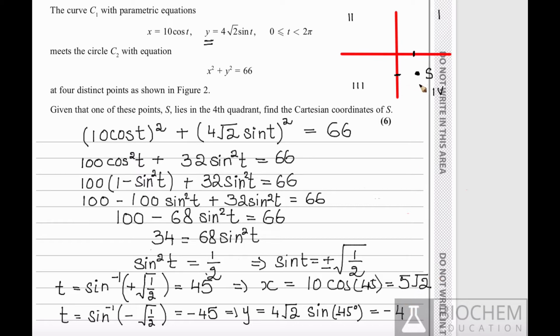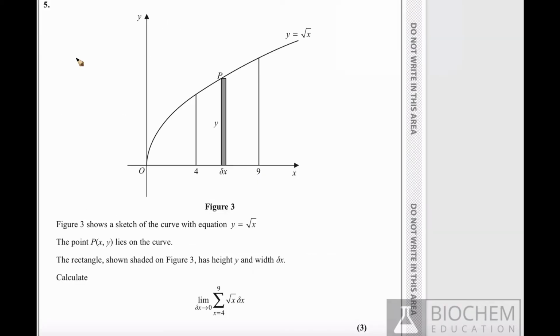Hence, the coordinates of point S, which is the point of intersection of the two curves in the fourth quadrant, is 5 under root 2, negative 4. And these are the Cartesian coordinates of S.